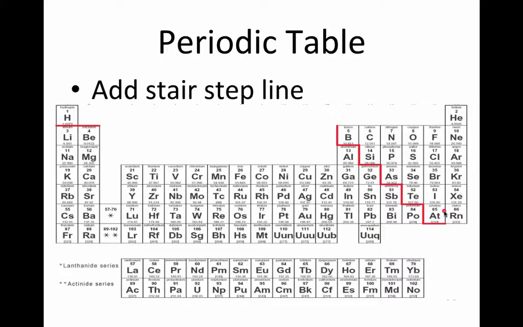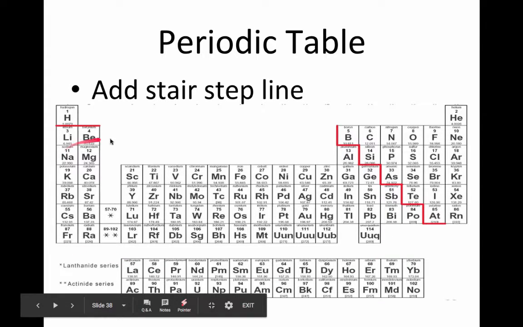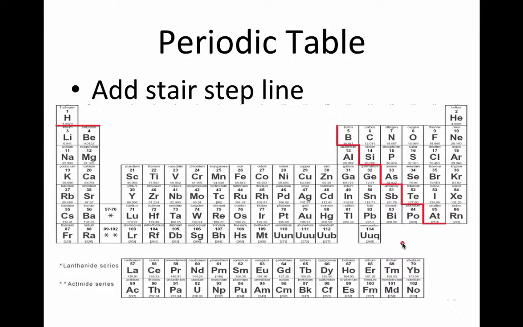So notice it creates a little stair step, and everything on the upper right hand side, including hydrogen, is considered a non-metal for bonding purposes. Okay, everything over there is a non-metal for bonding purposes. Everything else on the periodic table, all of this, that's considered a metal for bonding purposes.